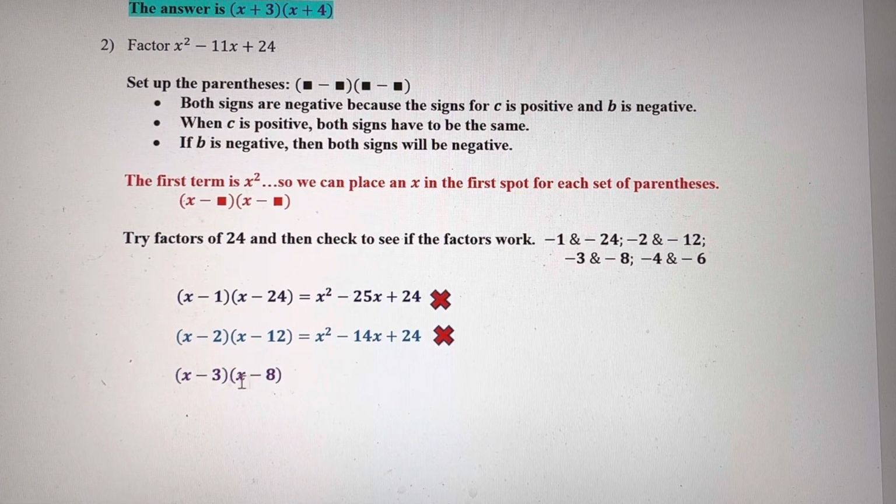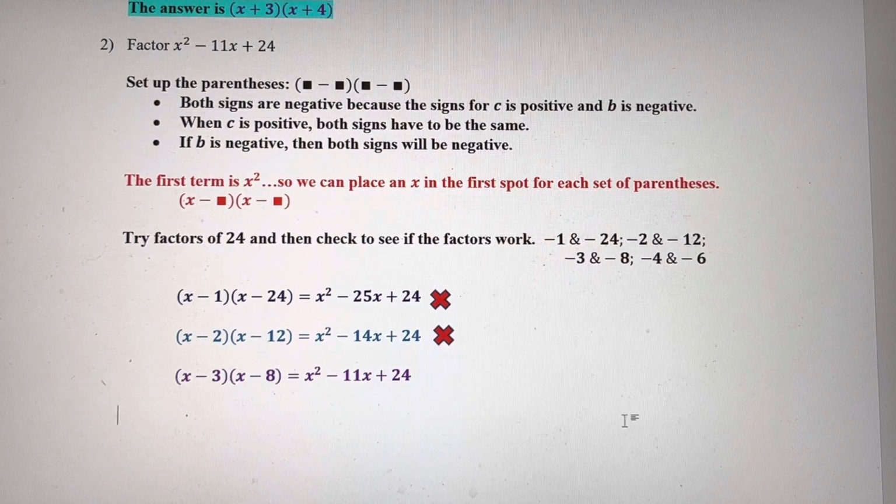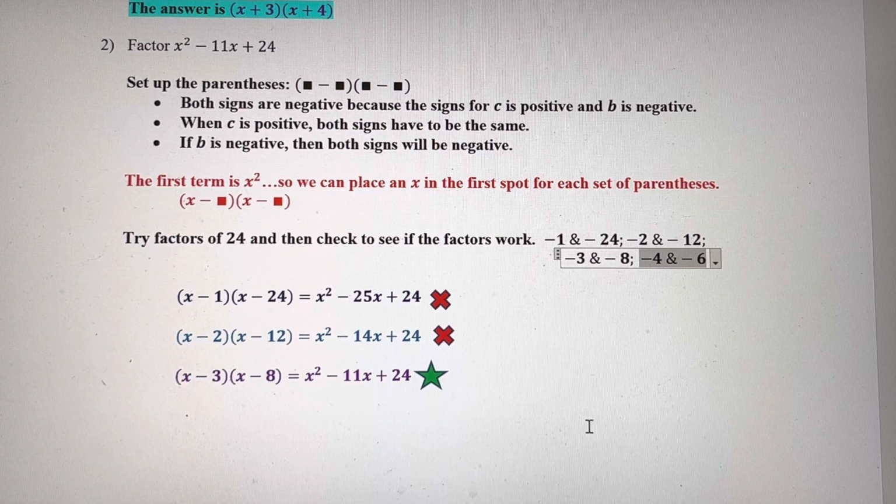Third pair, let's check that. X minus 3 times x minus 8. When I do distributive property there, I get x squared minus 11x plus 24. That matches up, so that's my answer. Okay, I don't even have to check this pair now because I've already found my answer. If you want to, you can.